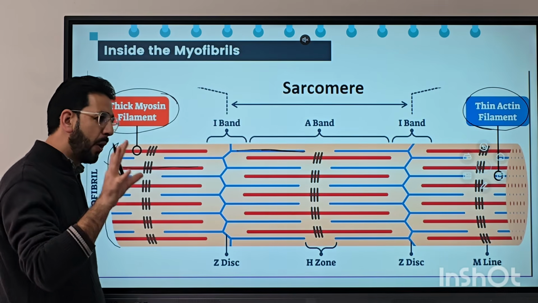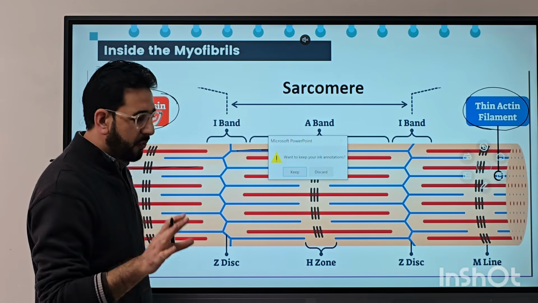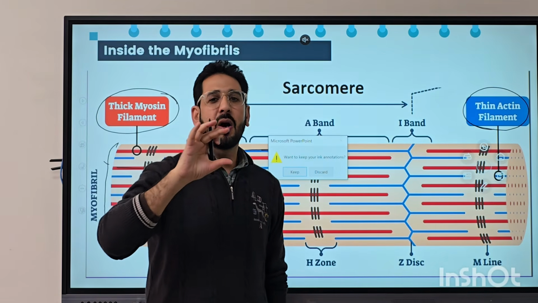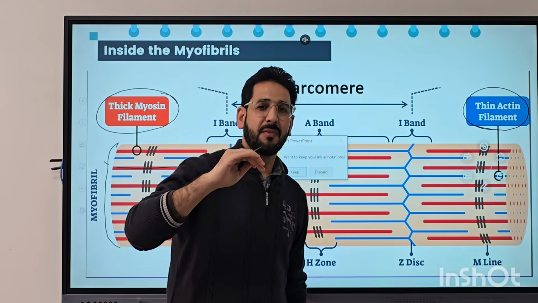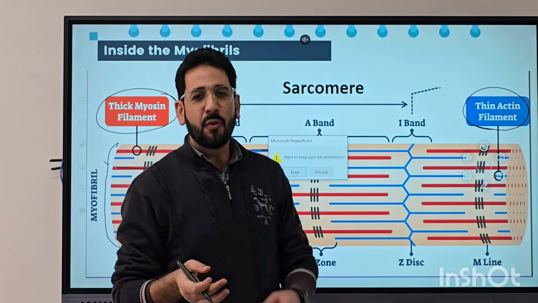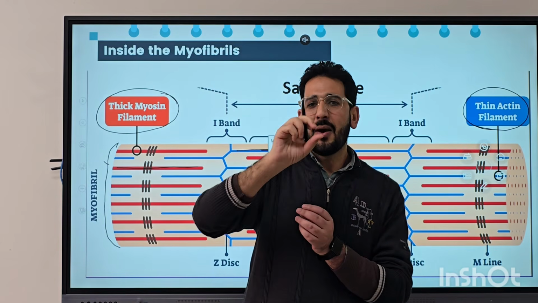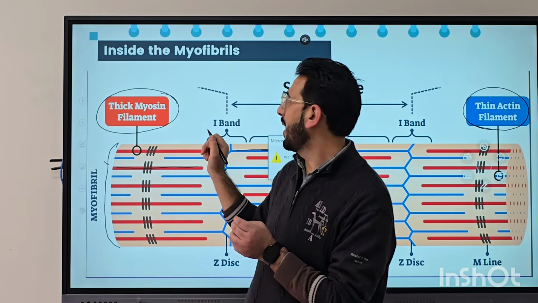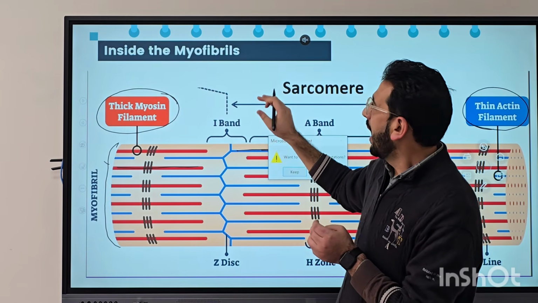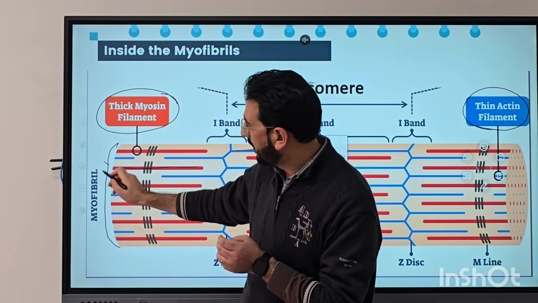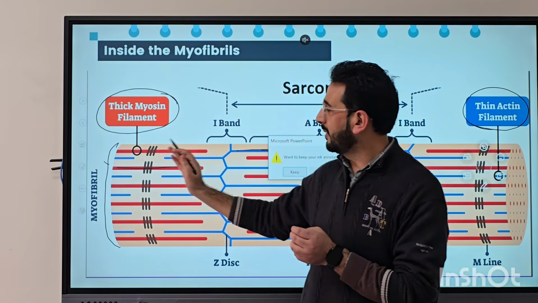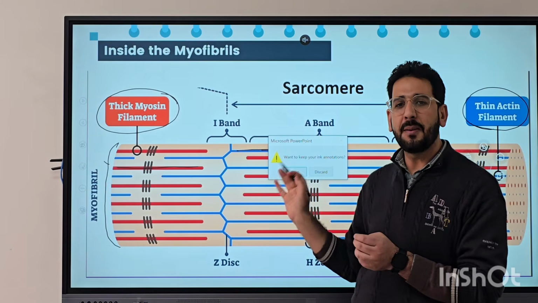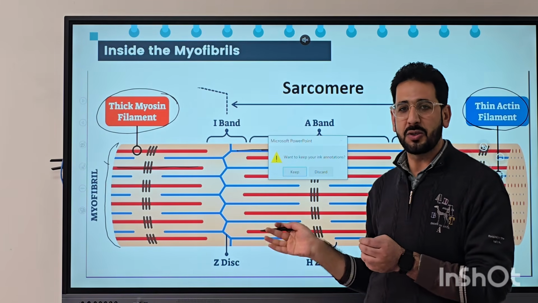Okay, now let me repeat. We have the muscle cell, which we also call the muscle fiber. Now, inside the muscle cell, we have the rod-shaped structures. We call them the myofibrils. Sorry, myofibers. Now we have the myofibril, and inside the myofibril we have the myofilaments, and those myofilaments are the actin and myosin filaments.